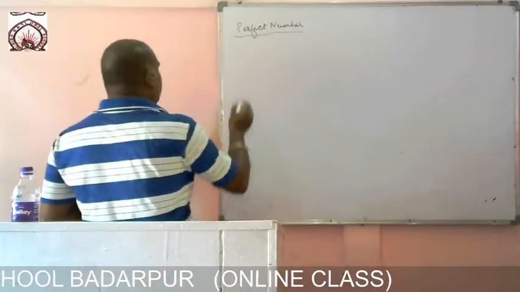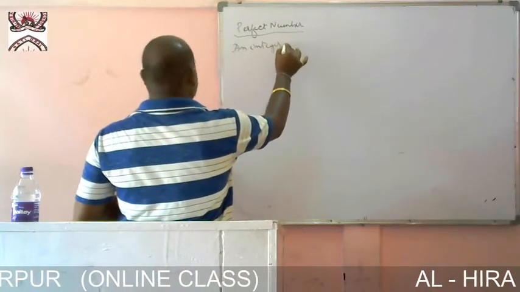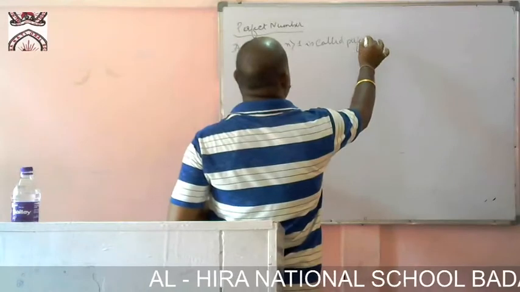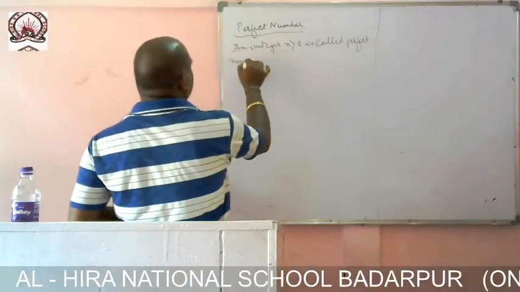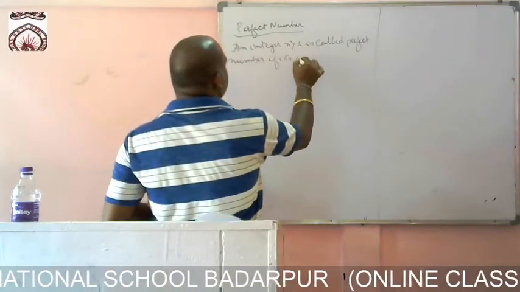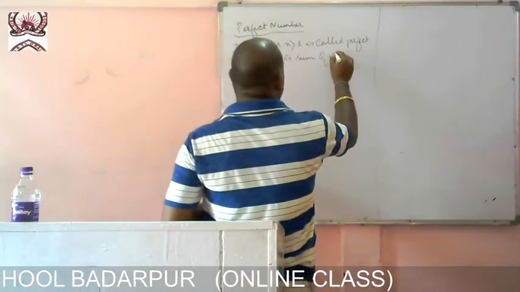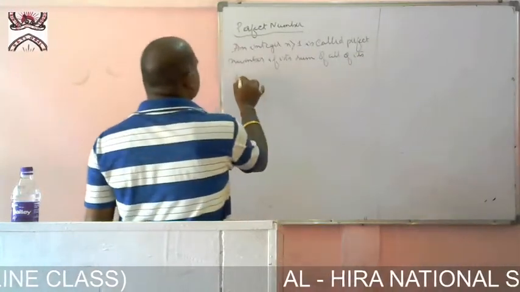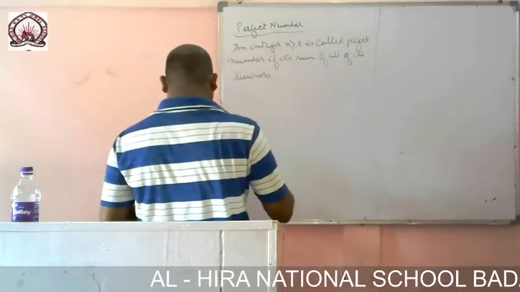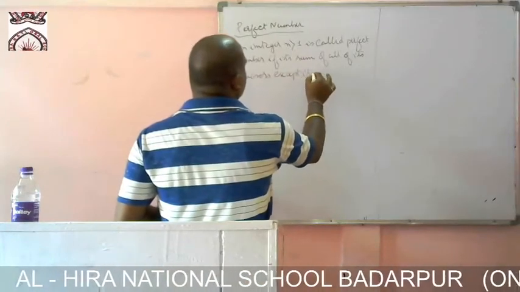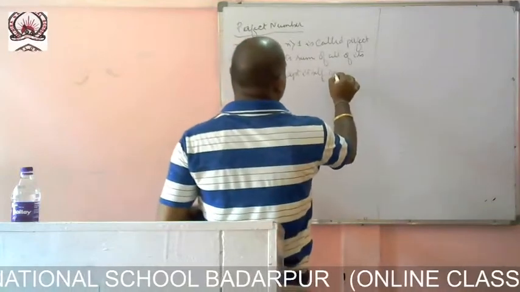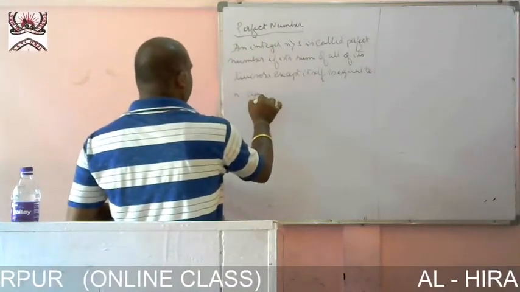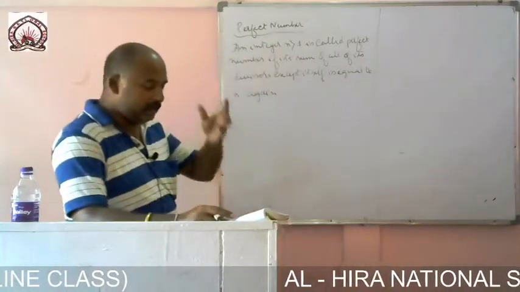What is a perfect number? An integer n greater than 1 is called a perfect number if the sum of all of its divisors except itself is equal to n. Again.